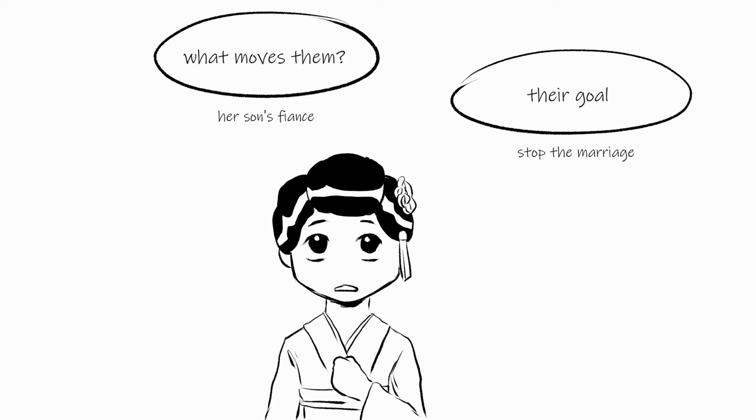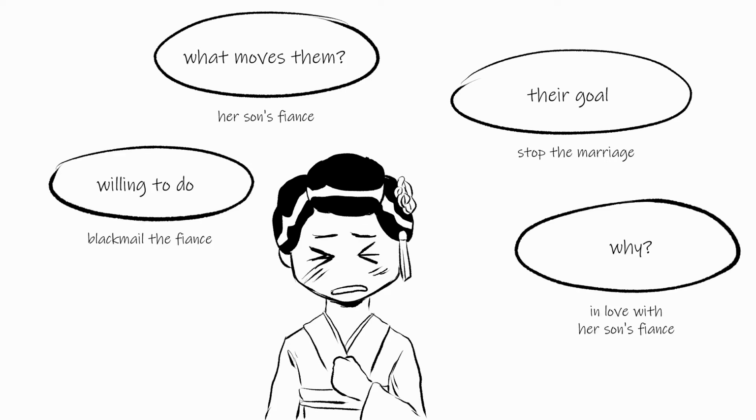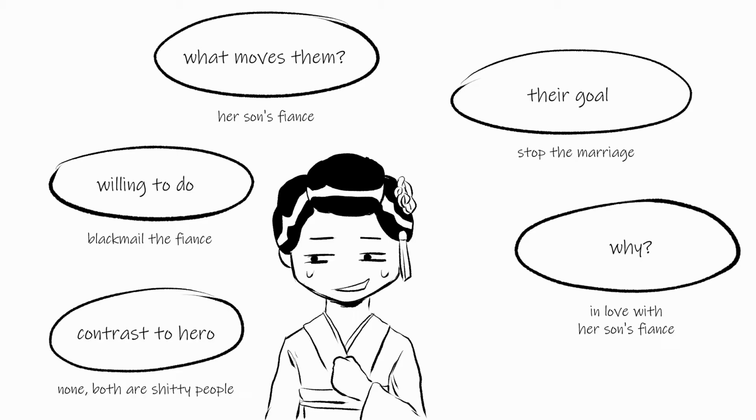What is their goal and why do they want to reach it? What are they willing to do to reach it? How are they contrasted to the hero in their goal and how they want to reach it? We have to establish how the goals and values of our antagonist clash with the ones of the hero.